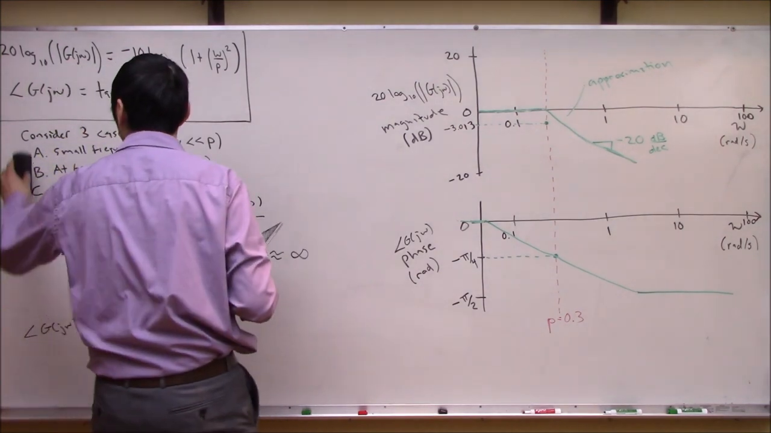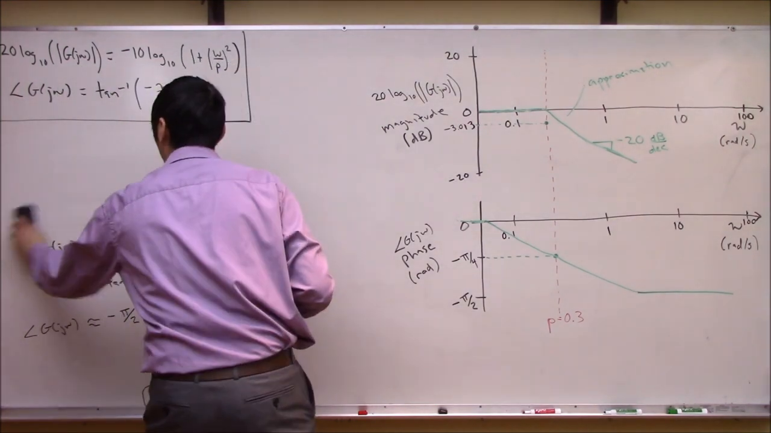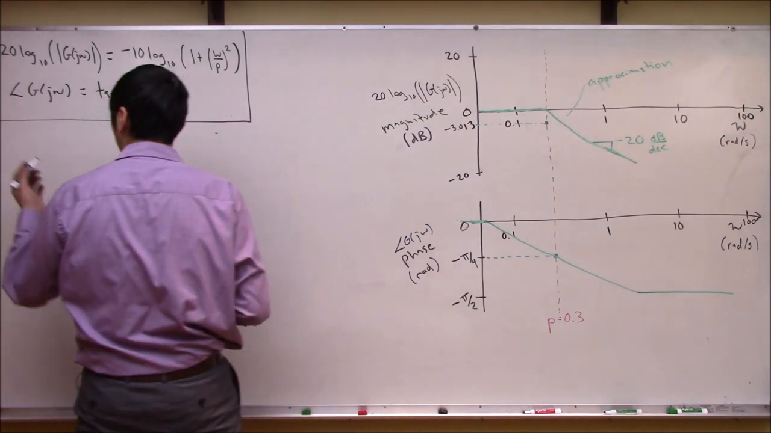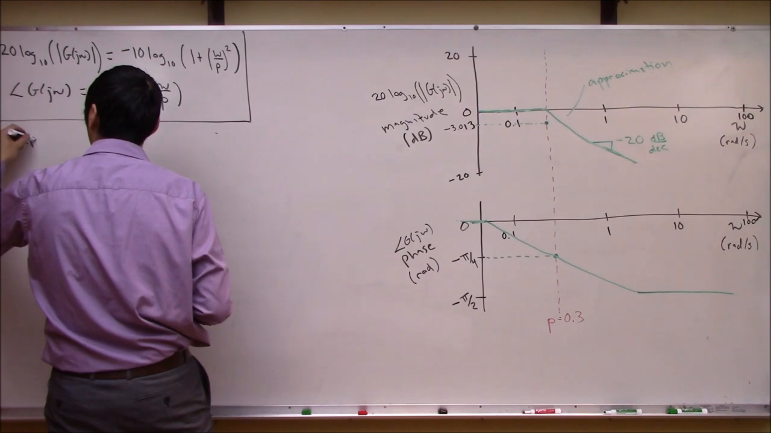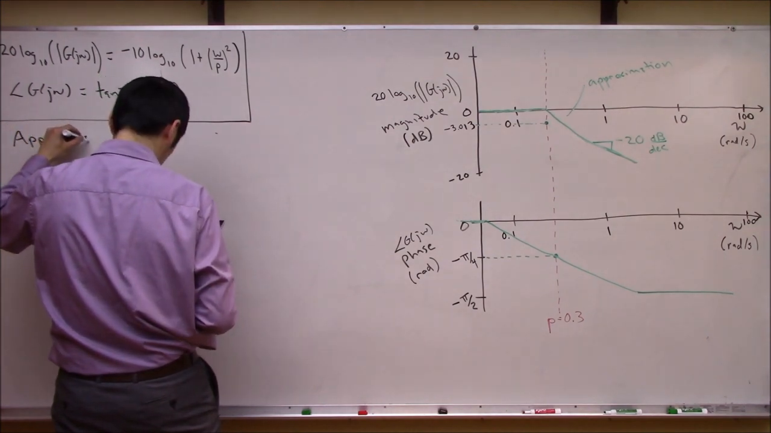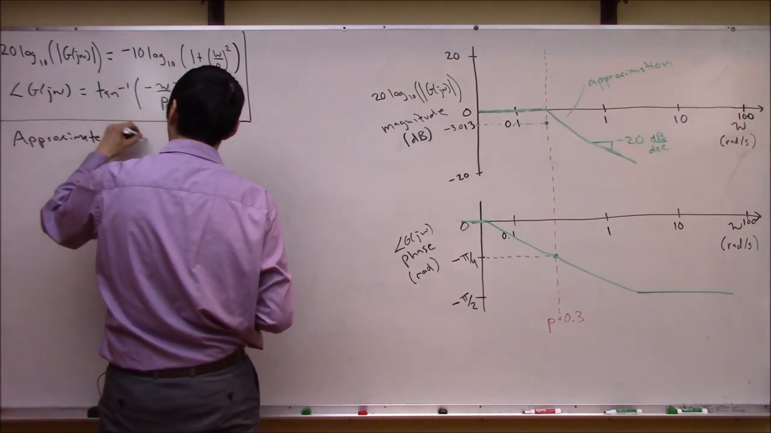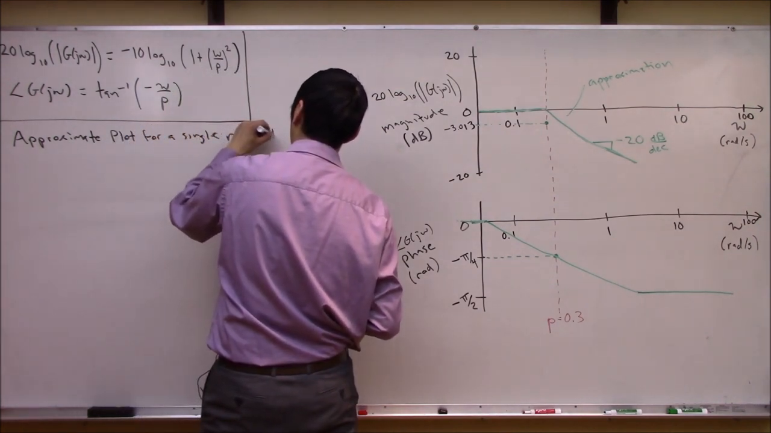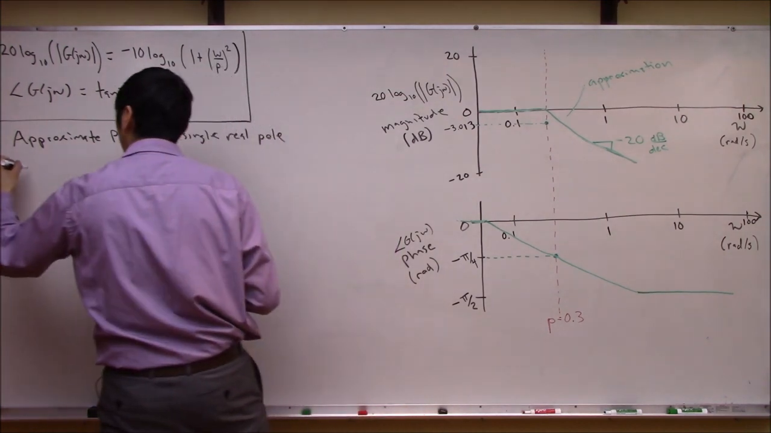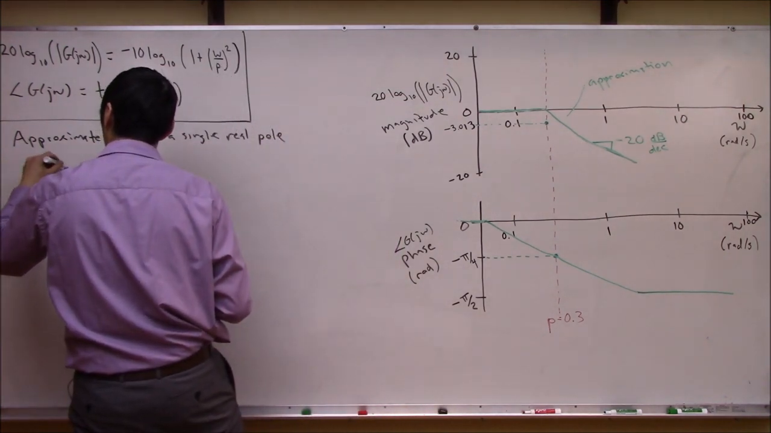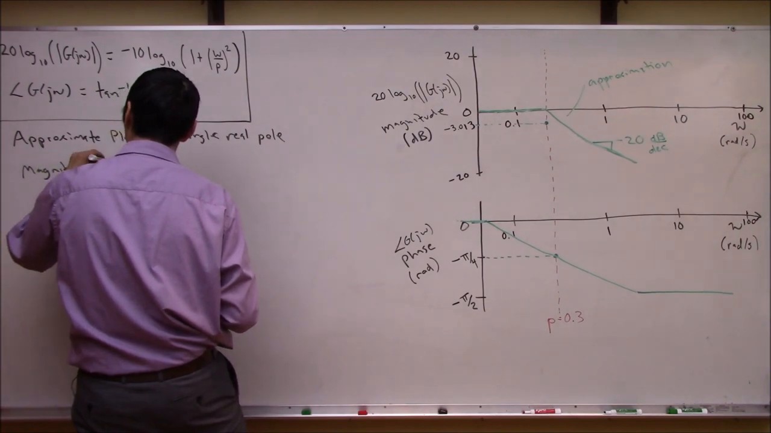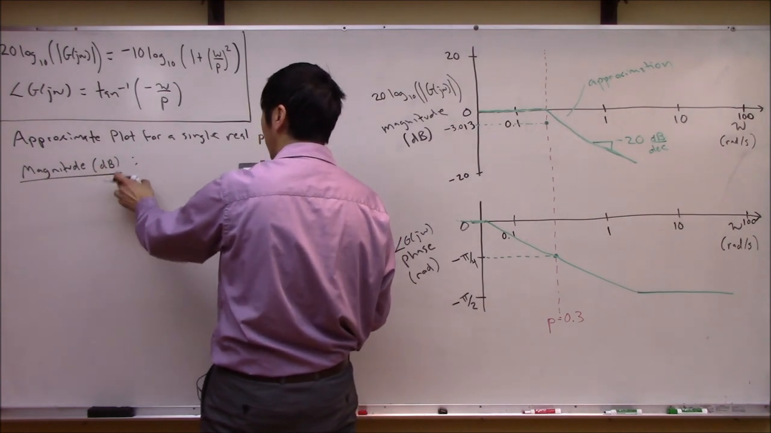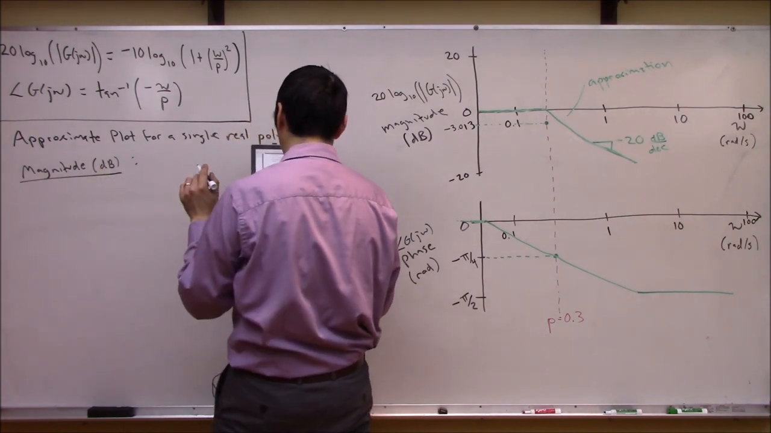So let me erase some of these, and we'll come up with our rules for sketching a single pole. Let's write this down. We're going to call this the approximate plot for a single real pole. Okay, so for the magnitude, remember, this is in decibels, so maybe let's underline this. So here's the rule of thumb of how to sketch the magnitude in decibels of a single real pole.